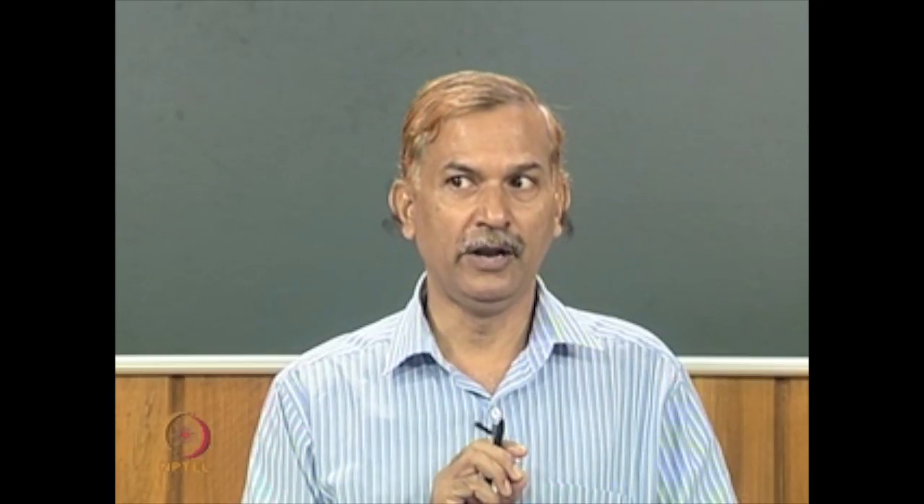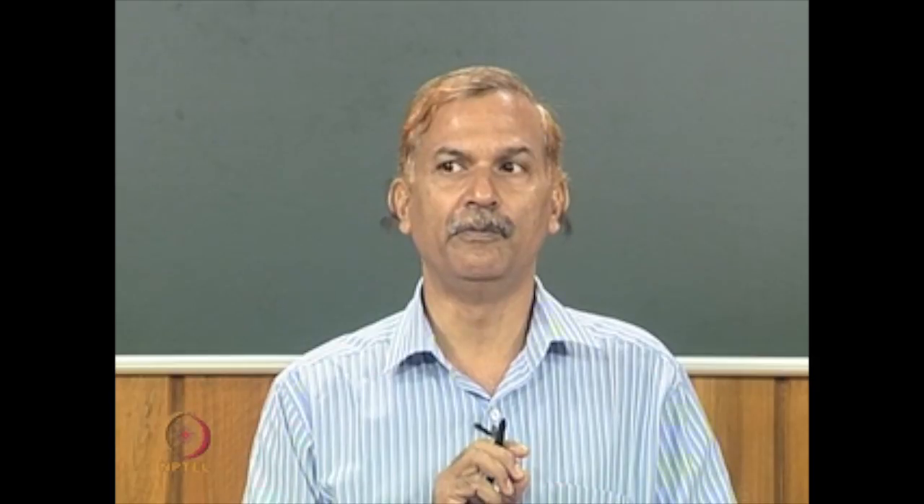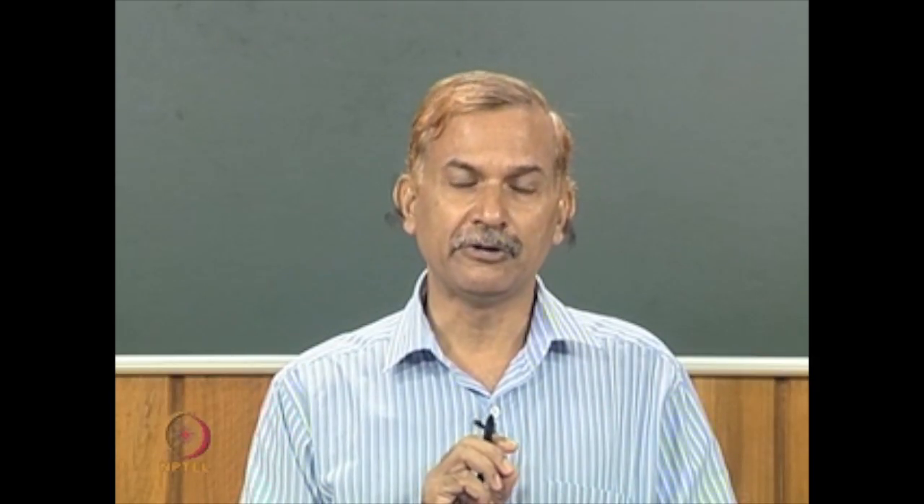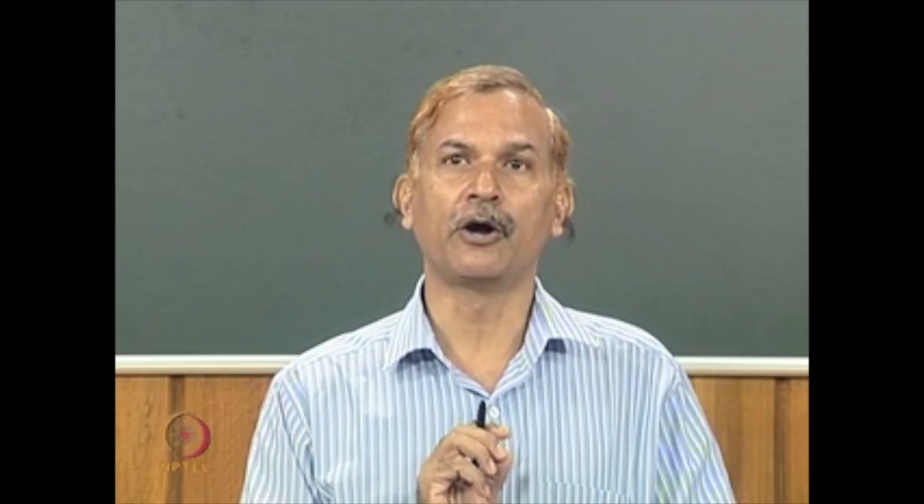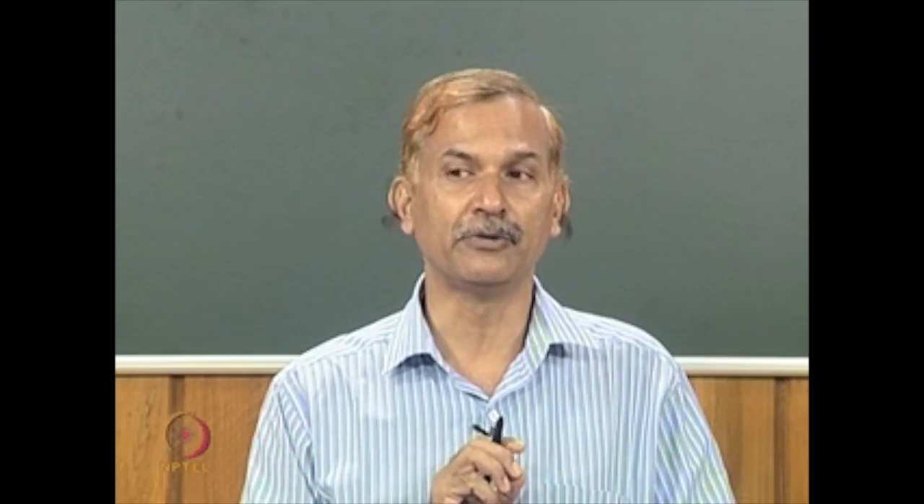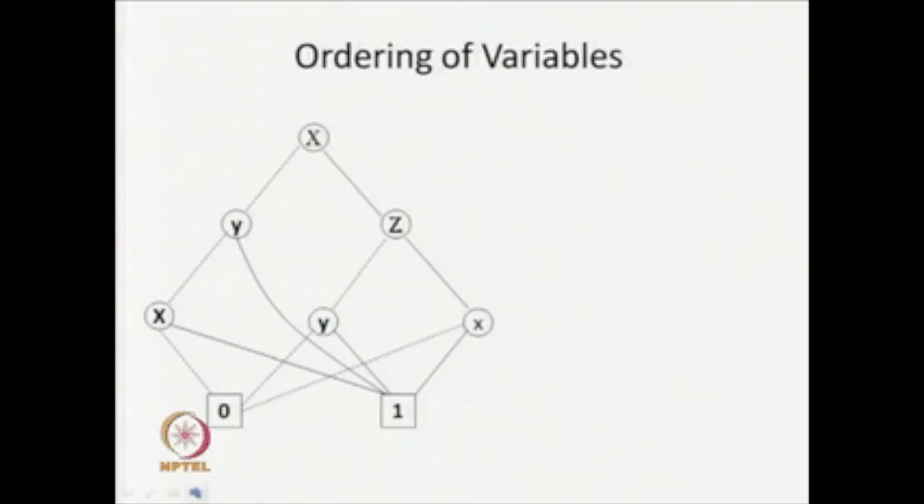So this is the definition of binary decision diagram, and we can construct a binary decision diagram of any Boolean expression. When you look into the definition of a BDD, it does not say anything about the occurrence of the variables, how many times they should occur, or any particular ordering. So according to this definition, this is a binary decision diagram. This is a simple DAG.